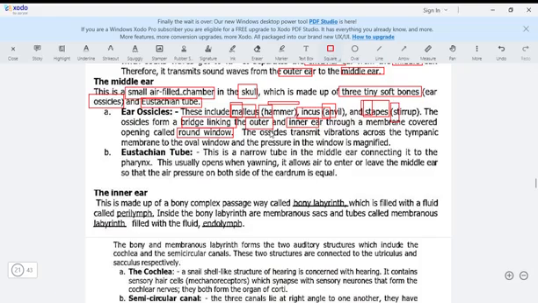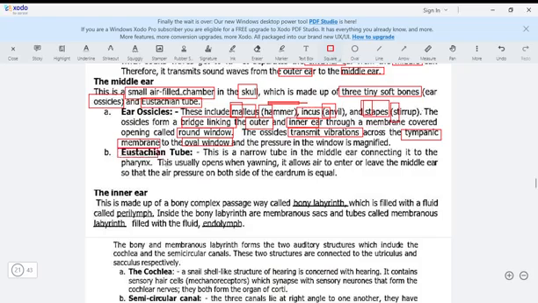Vibrations come from the outer ear getting to the eardrum, so they will just transmit those vibrations across the tympanic membrane. The vibrations from the eardrum are transmitted to the oval window, and the pressure in the window will be magnified, increased. So that's how the ear ossicles work. One of them always amplifies, that's the middle one, the incus. So if the hammer is vibrating from the eardrum, the incus will amplify, then the stapes will vibrate it to the other part.